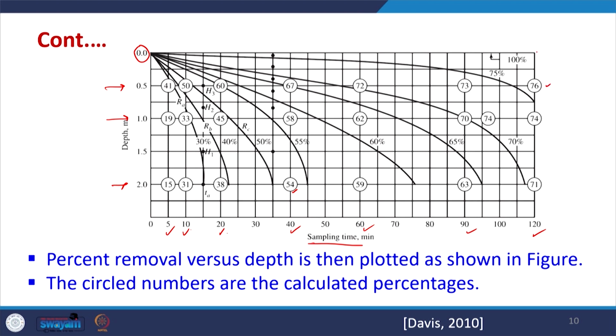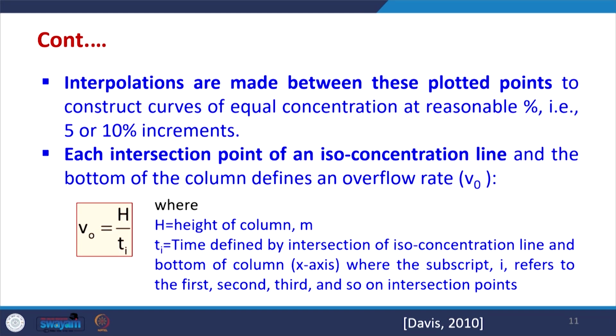Similarly, the efficiency will be like here. We are assuming that 100% removal efficiency is there with respect to this height. So, we go further and perform interpolations between these plotted points to construct curves of equal concentration at a reasonable increment. These intersections of points are called iso concentration lines or iso removal lines, and the bottom of the column defines the overflow rate.